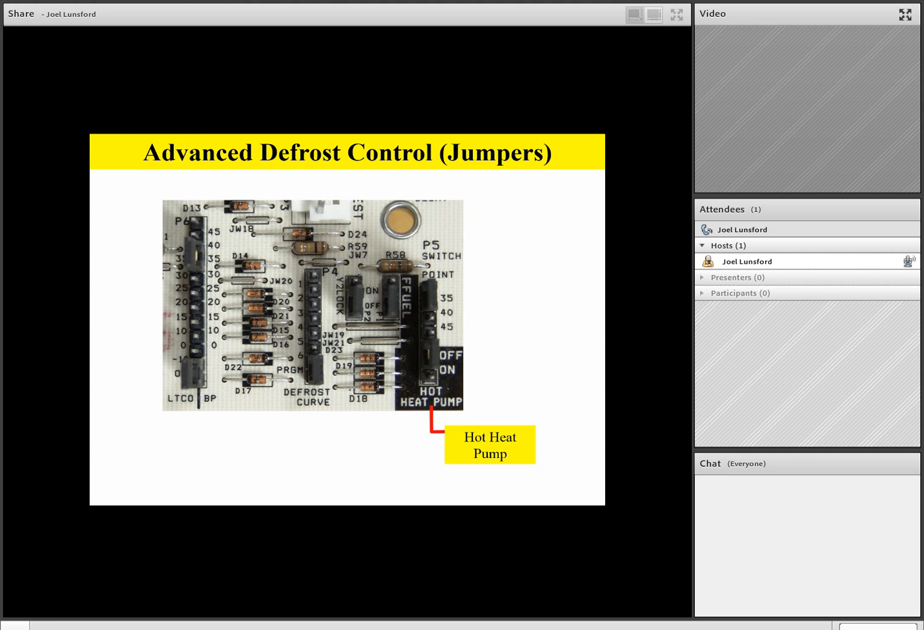And then finally, the hot heat pump switch point. The hot heat pump switch point is a place where you have a 35, 40, or 45 degree jumper selection. It's field selectable. This allows the technician to set up when hot heat pump would be appropriate. So if it's 35 degrees, 40 degrees, or 45 degrees outside, the technician can select when hot heat pump would be selected.